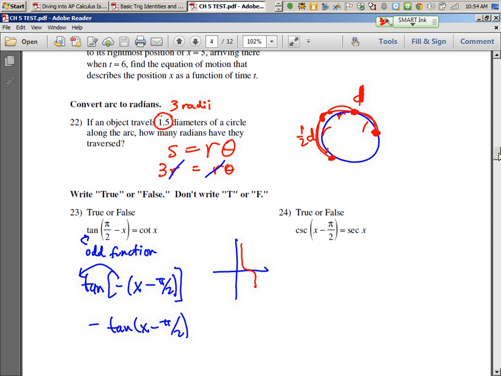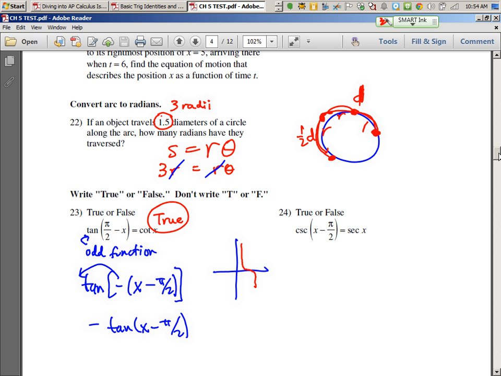And that, my friends, is a cotan graph. Exactly. So this is true. What's really important to learn is when you can move the negatives around. I didn't like how it was written like this. I couldn't tell what the shift was. I wished it was the other way.